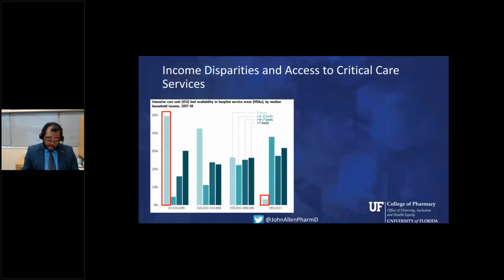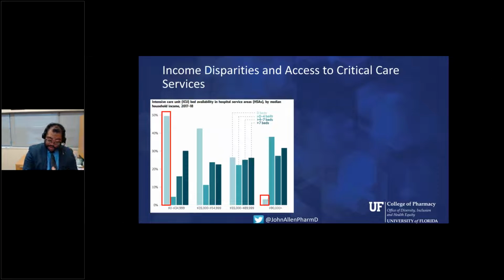In looking at the lowest income patients, 49% of low income communities had no ICU beds. These different shades of green represent 0 beds, 0 to 4 beds, 4 to 7, and greater than 7 beds. In low income neighborhoods, 49% of those neighborhoods have no ICU beds in the community, as compared to only 3% in high income communities.